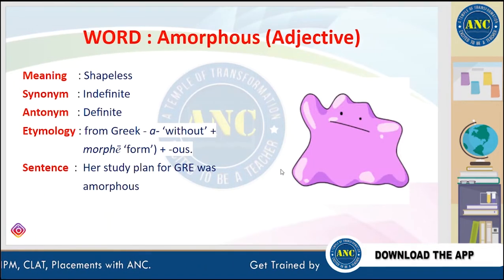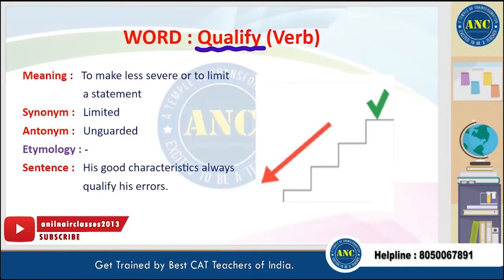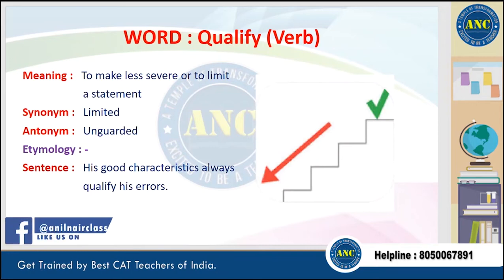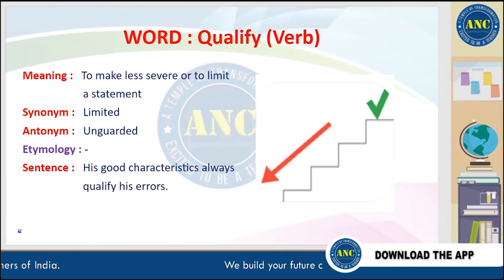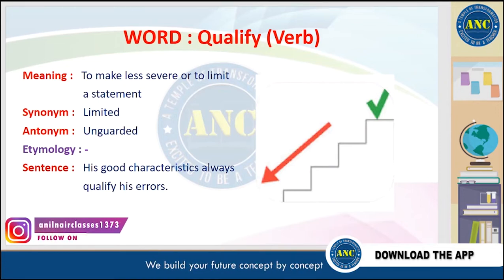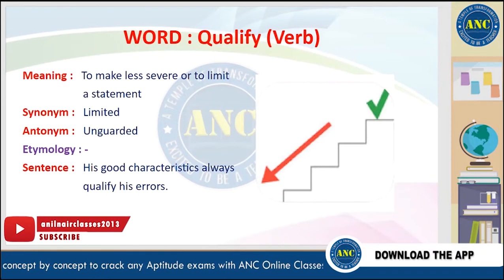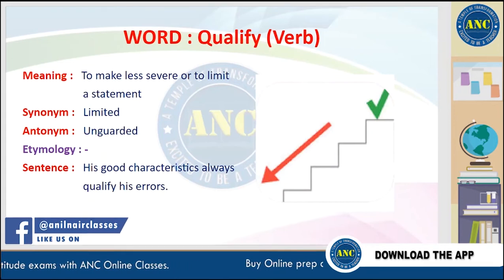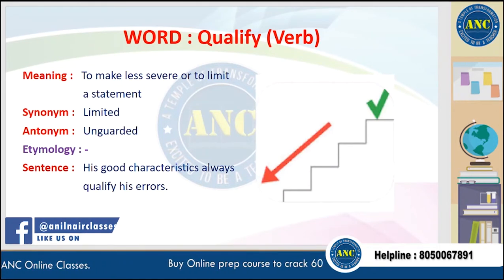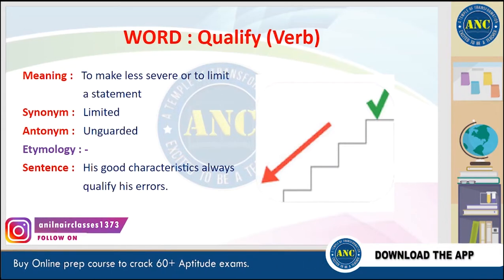Moving on to the next word. Qualify. Qualify is a verb which means to make less severe or to limit a statement. A synonym for it is limited and an antonym is unguarded. A sentence you can use is, his good characteristics always qualify his errors. So basically, because he had these good characteristics, even though he would make errors, the errors would seem less severe.